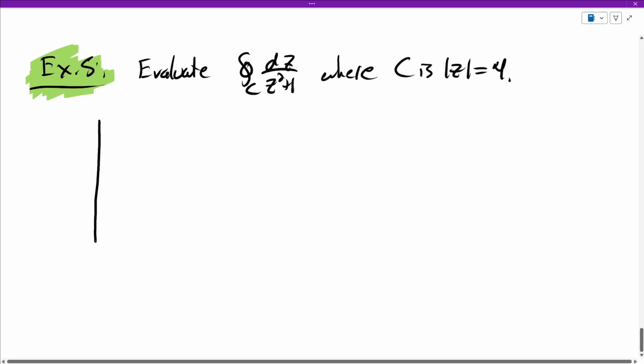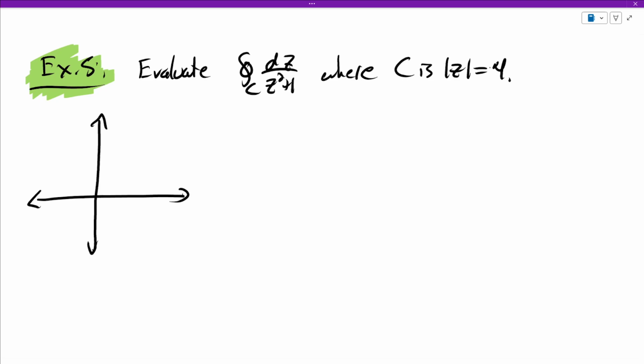Okay, so in this example, we're going to evaluate a contour integral where the closed contour contains not one, but two, sorry, my circle is not so great, but two singular points of our function. So z squared plus 1 is 0 at 2 points, it's 0 at i, and it's 0 at negative i.